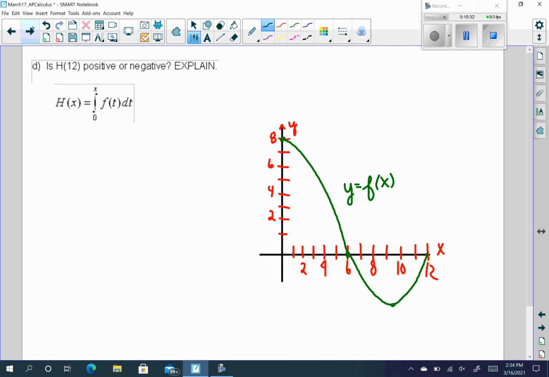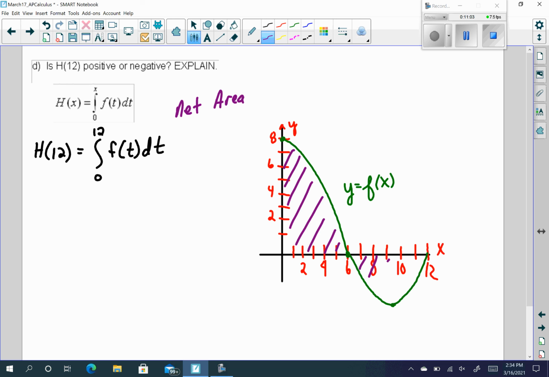Question D, is h of 12 positive or negative? Explain. So this is looking at h of 12 becomes the integral from 0 to 12 of f of t dt. Now, how can we relate this to the graph? We made one integral all the way from 0 over to 12, so we are looking for net area. So we're looking here, and we're looking here. We're looking for net area all the way from 0 to 12.